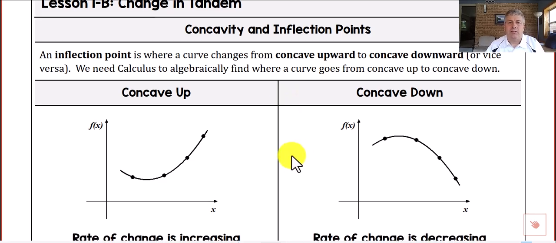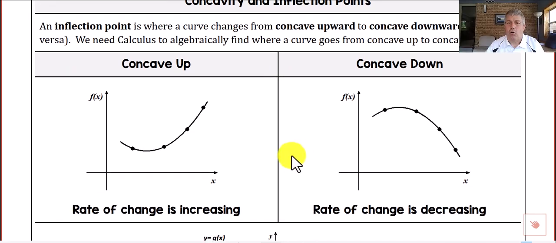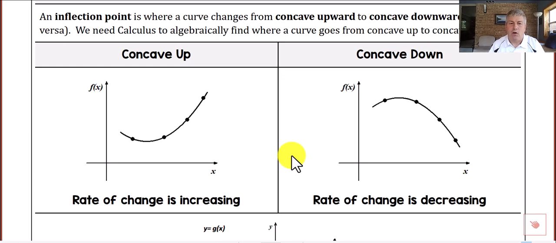We'll need calculus to algebraically find where a curve goes from concave up to concave down, but visually we can see where that happens. So here's an example of a graph on the left that's concave up, and its inflection point is where we change directions here, probably somewhere between point 1 and point 2. And our rate of change is increasing, so we'll have a positive slope between a couple of points.